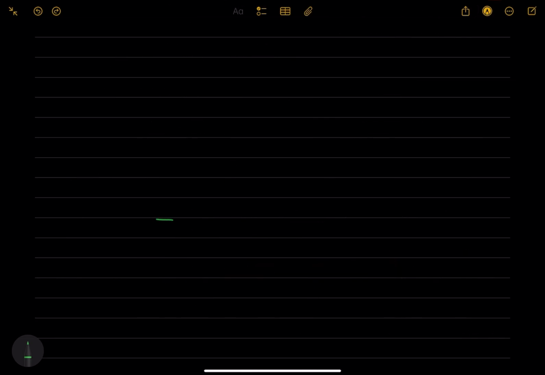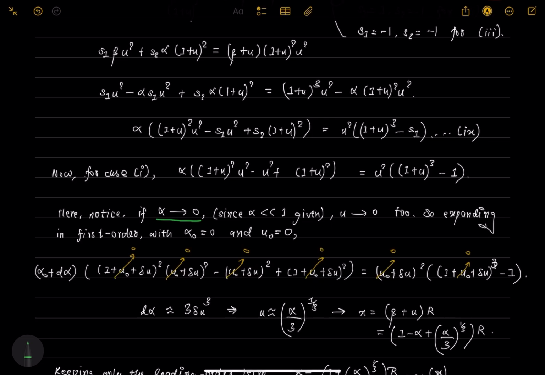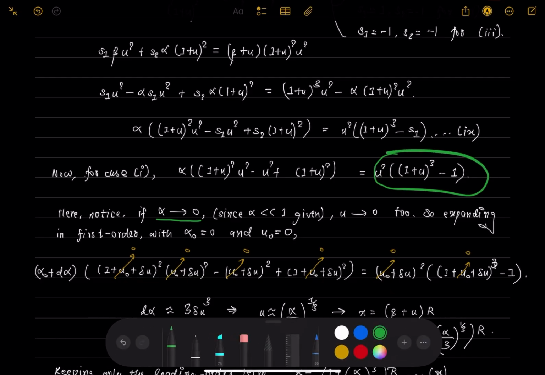Consider what happens when you let alpha approach 0, right? If alpha approaches 0, you can see that in the LHS, u also needs to approach 0. So you plug in 0 in this term, you plug in 0 in this term, you see that this whole thing goes to 0, right? So that's what you need to notice.